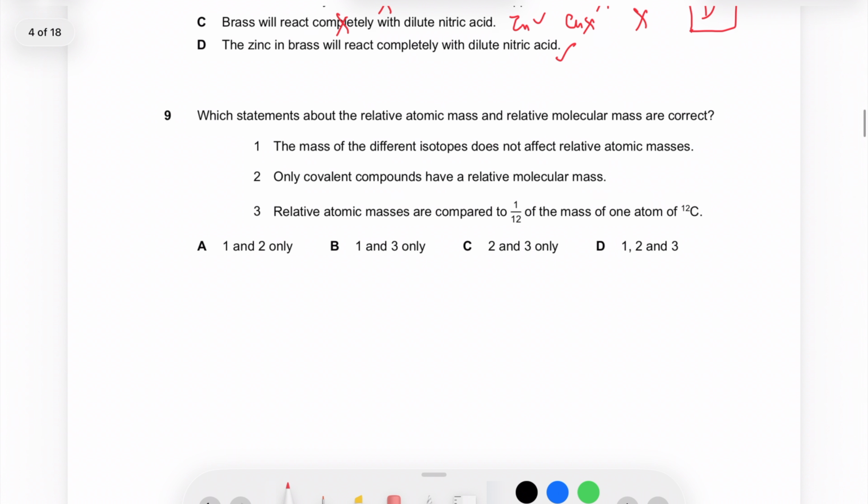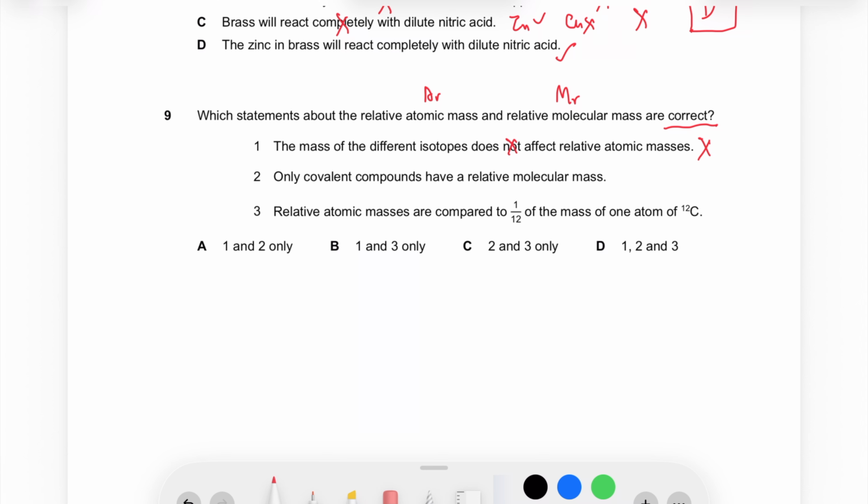Question 9. Which statement about the relative Ar and Mr is correct? Okay, so this is your atomic mass. This is your molecular mass. So the mass of different isotopes does not affect the relative atomic mass. The mass, it does affect. Okay, so it's a weighted percentage. So does not affect, so it is wrong. Okay, it will affect.